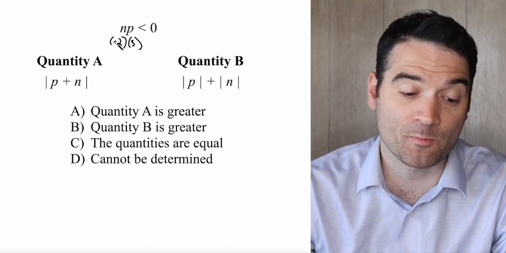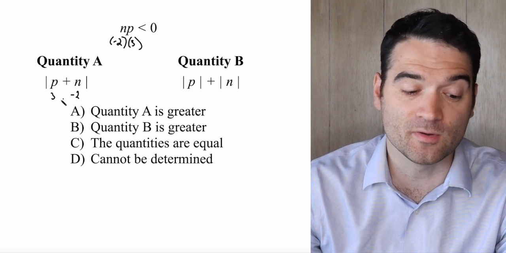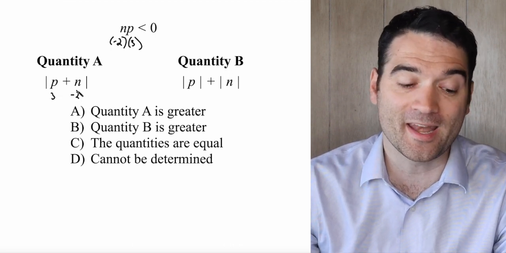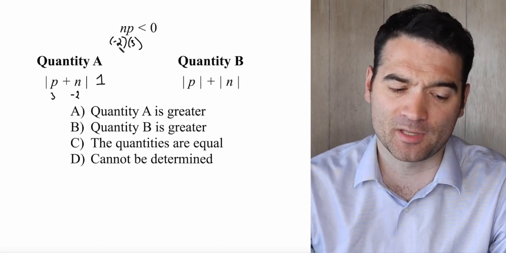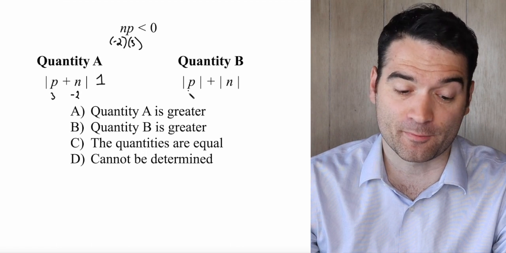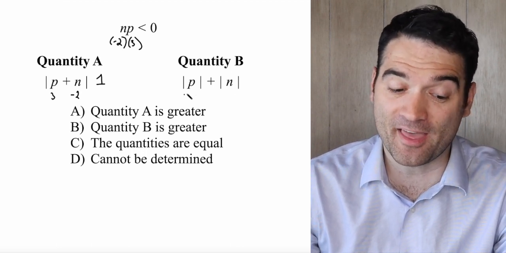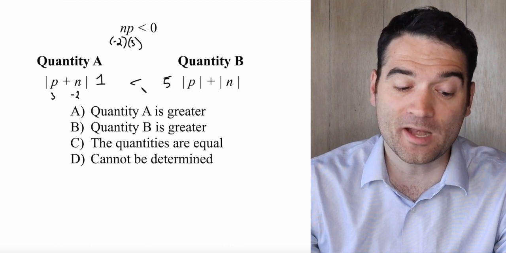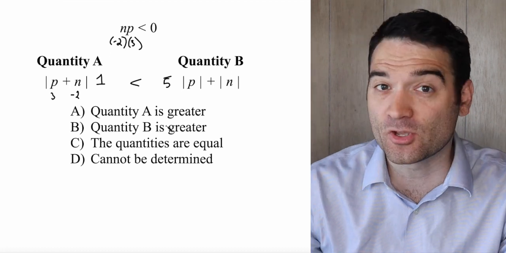All right, well, what happens when we plug these numbers in over here? If p is 3 and n is negative 2, then it's 3 minus 2, that's 1, and the absolute value of that is 1. And over here, the absolute value of 3 is 3, and the absolute value of negative 2 is 2, and I'm going to add those together and get 5. So quantity B is greater in this one particular case. Doesn't mean it's always true. But here's the good news.